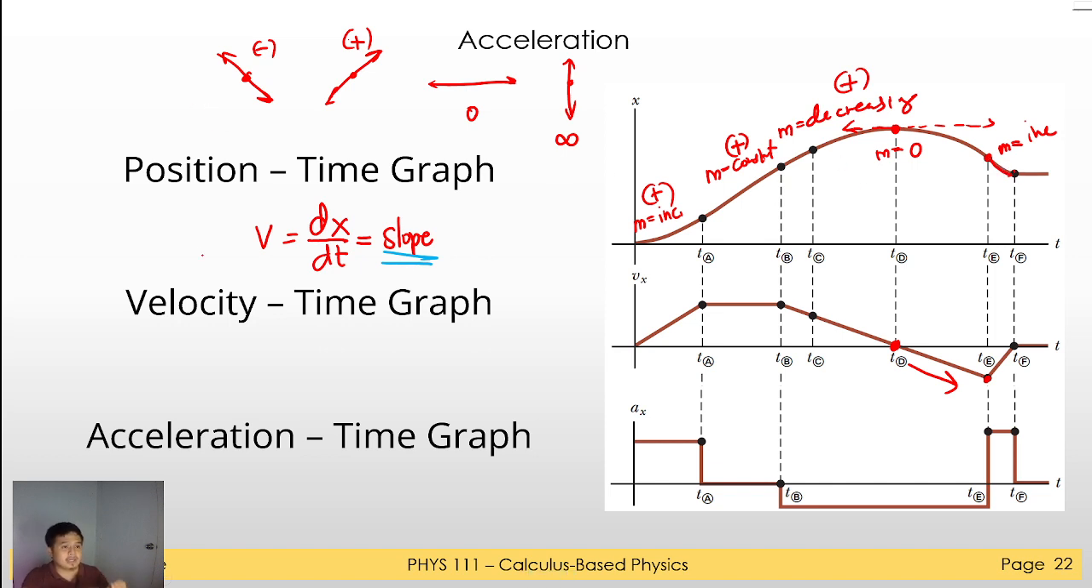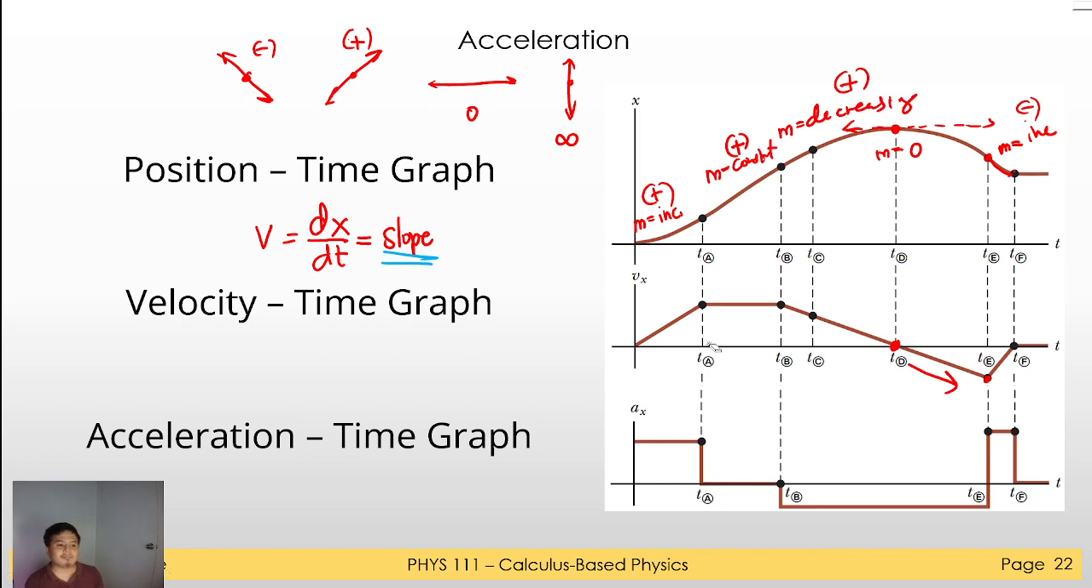So meaning it is increasing. Sorry, this is the representation, no? Increasing like this. So it is increasing, although the slope is negative. So that is why the velocity is at the negative portion of the graph. And then the position will not change. Therefore, there is no velocity. And this slope, which is a horizontal line, is 0. That is why it is like that.